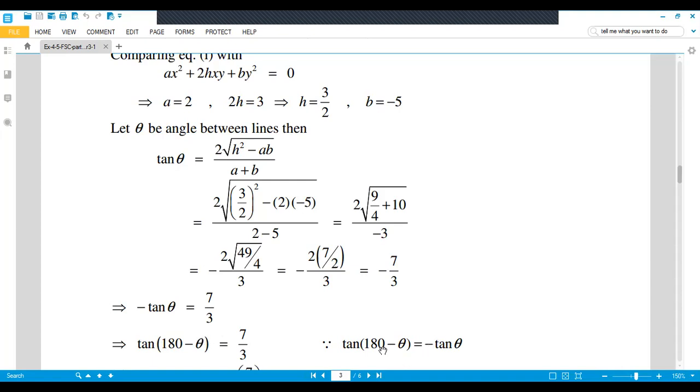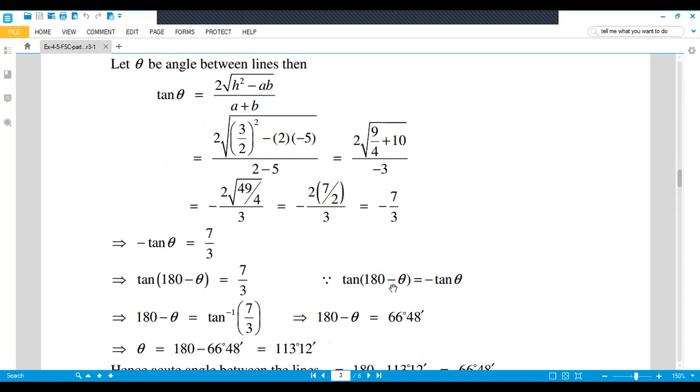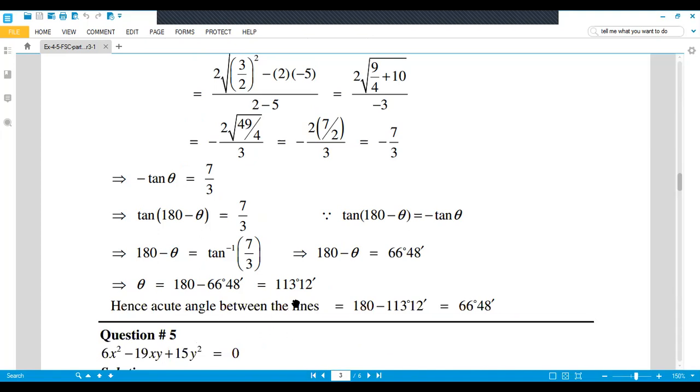You already did such types of questions in first year in chapters number 11 and 12. So tangent of 180 minus theta is minus tangent theta. So tan inverse 7 over 3 is 66 degrees 48 minutes. So you subtract it from 180, you get 113 degrees 12 minutes. Hence the acute angle between the lines is 66 degrees and 48 minutes.